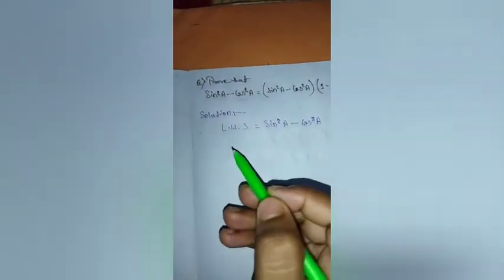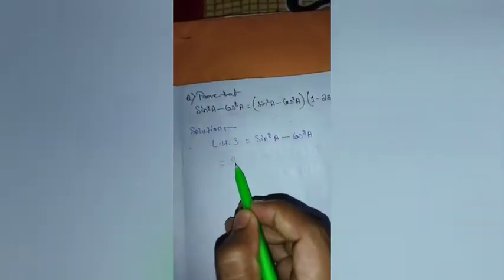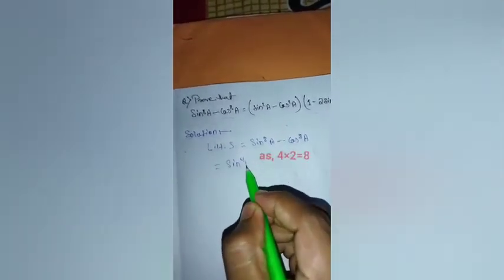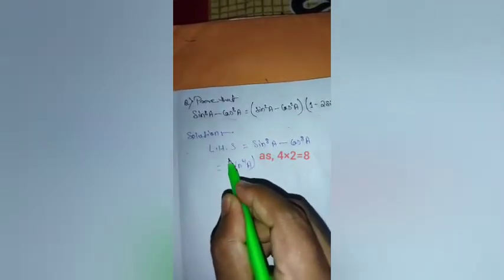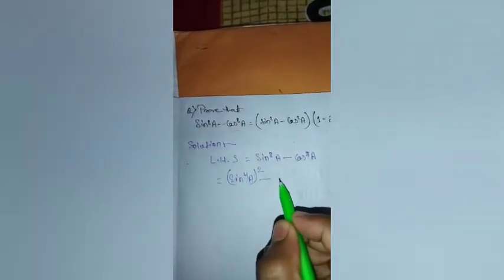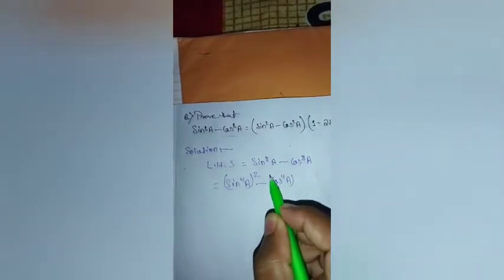So we have to use our brain, and we all know that mathematics is all about playing with the numbers. So we have to think how we're going to break this. So we can break this in this way: sine to the power 4a whole square. We can write this, then cos to the power 4 whole square.